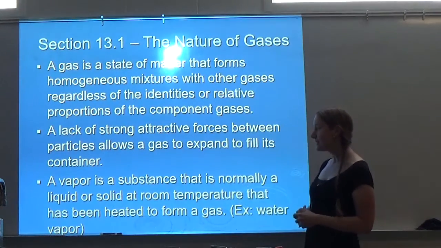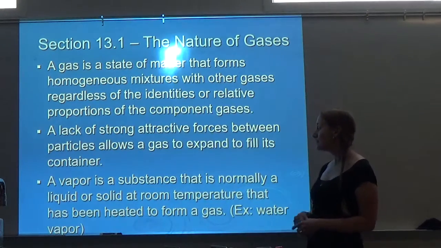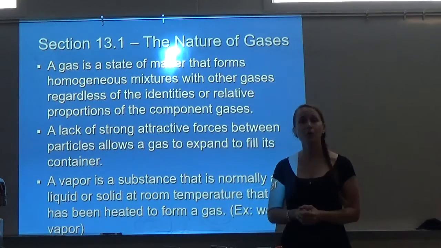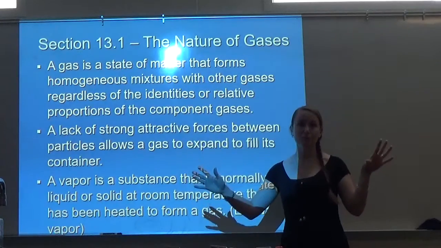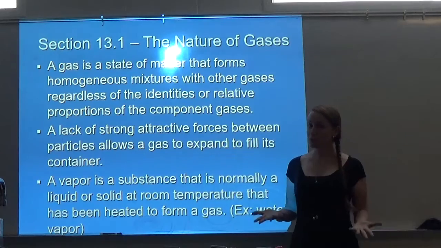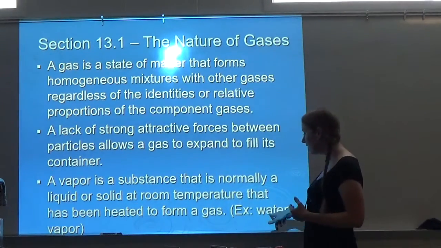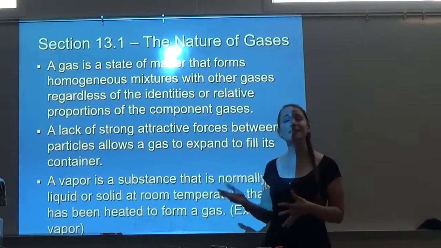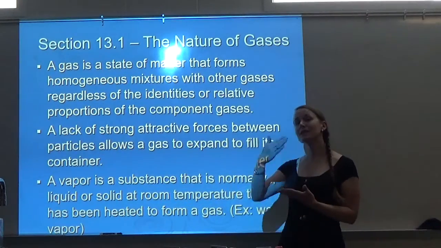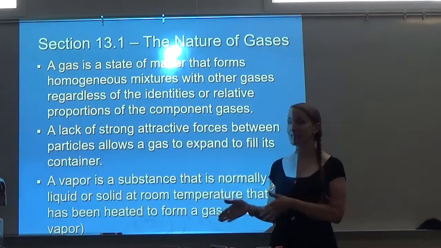A vapor is a substance that is normally a liquid or solid at room temperature that has been heated to form a gas. For example, oxygen at room temperature is a gas, so we call it oxygen gas. Water at room temperature is a liquid, but if we heat it to become a gas, we call it water vapor. So that's the difference in a gas and a vapor. They're both the gas state of matter, but a vapor is normally a liquid or solid at room temperature.